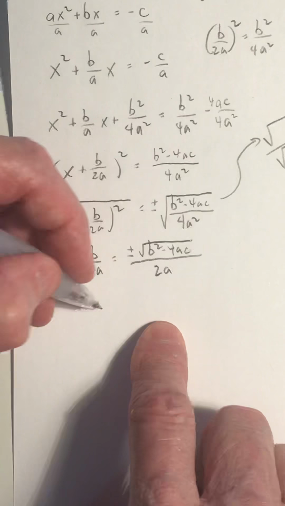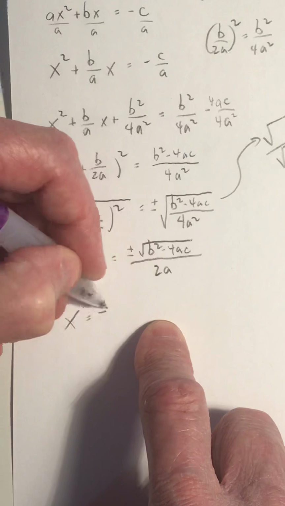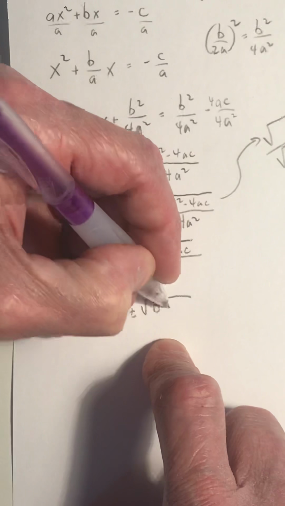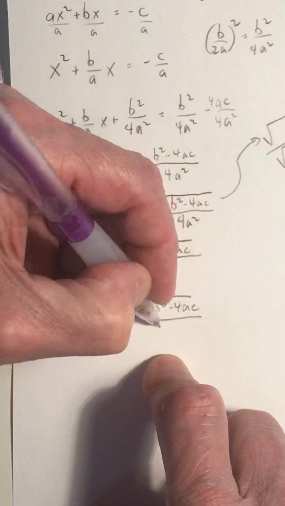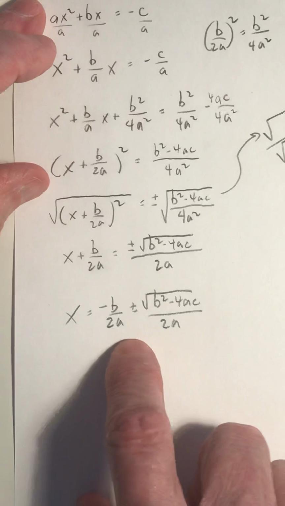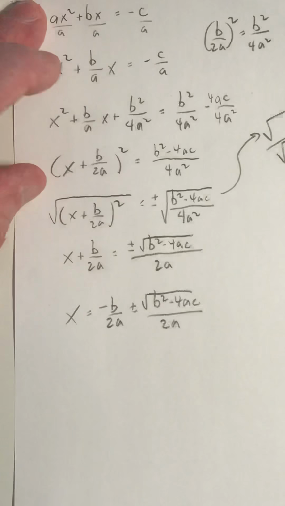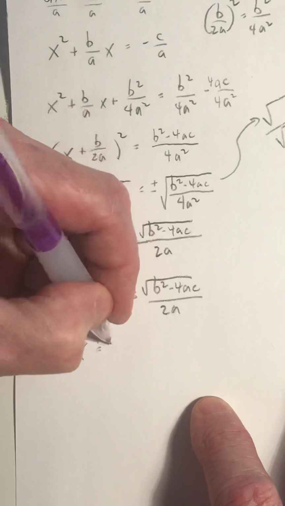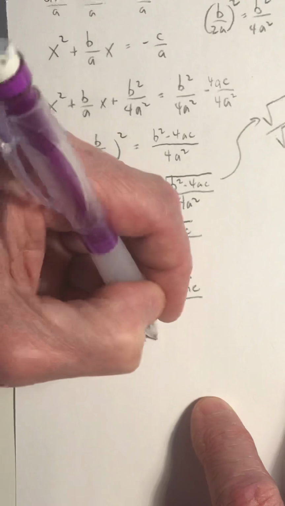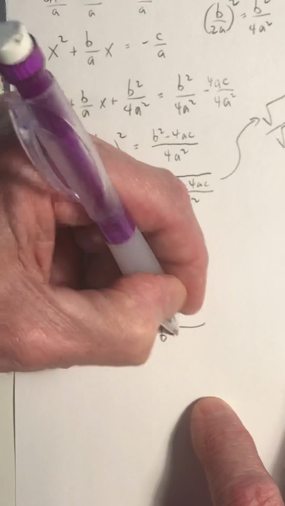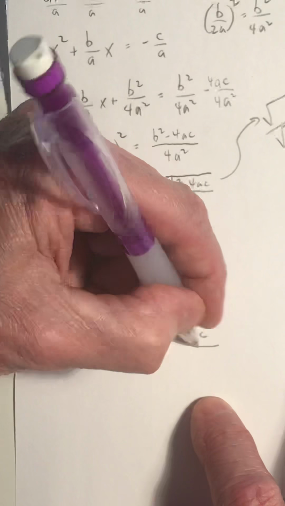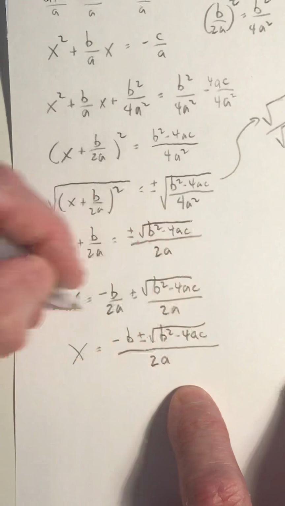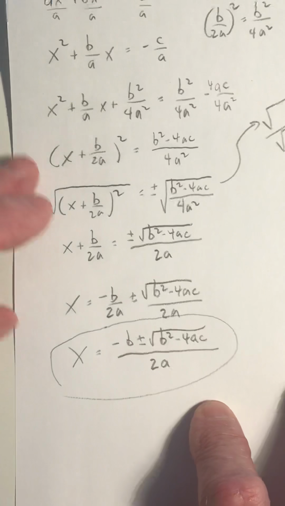Let's add negative b over 2a to both sides. Does it look like the quadratic formula yet? It pretty much does, except they're separated fractions here, but we have the common denominator, so we can join them together. And here you go. It's negative b plus or minus the square root of b squared minus 4ac, divided by 2a. There's the finished quadratic formula.